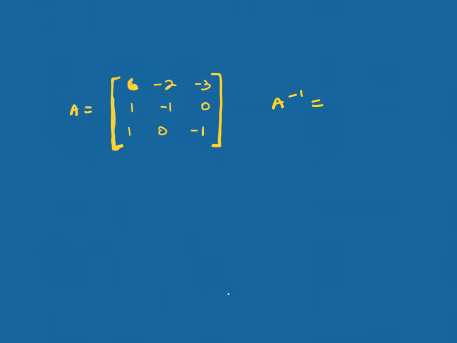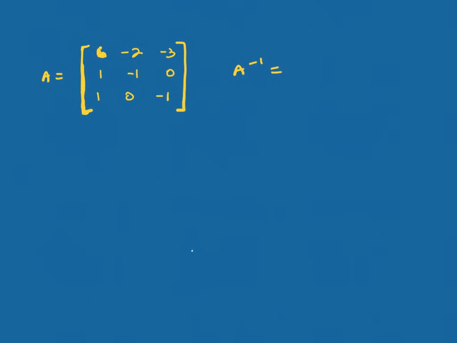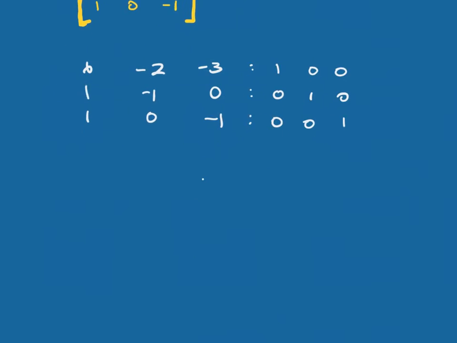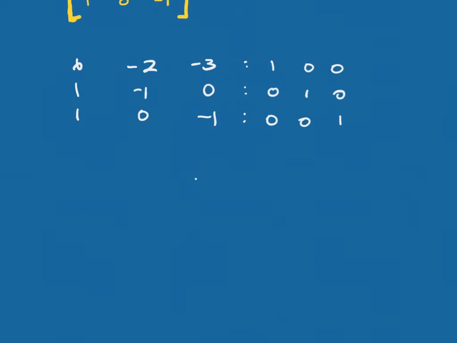Okay, so for these, there is no shortcut, right? For a 3 by 3, our goal is to get the left side, which is 6, negative 2, negative 3, 1, negative 1, 0, 1, 0, negative 1, to then work its way to 1, 0, 0, 0, 1, 0, 0, 0, 1, our reduced row echelon form. So what's one way I could start with that 1 in the top left corner? Like if I wanted to get this to be a 1, what's one way to do it?